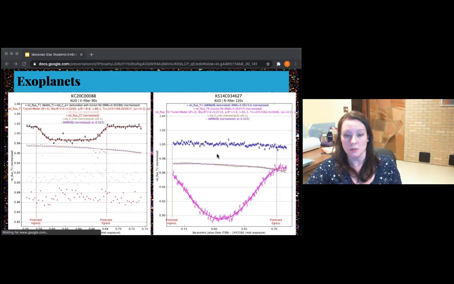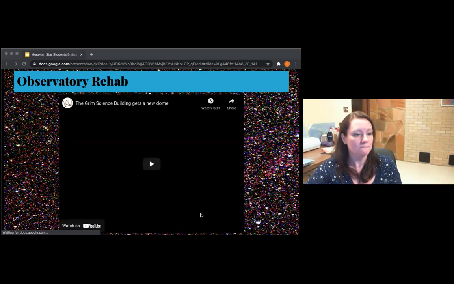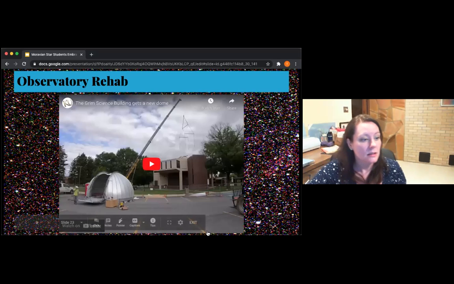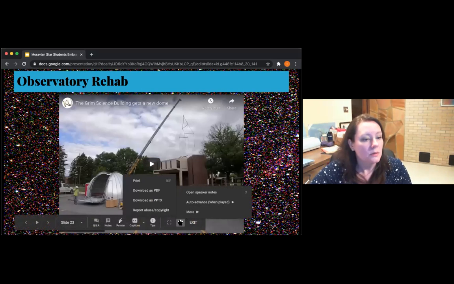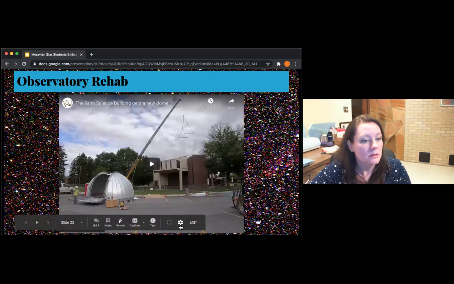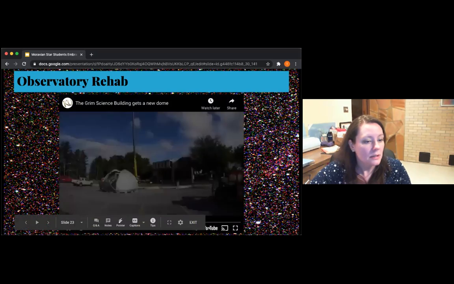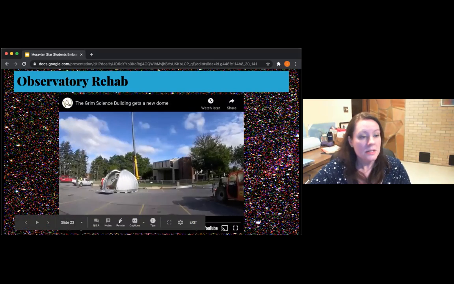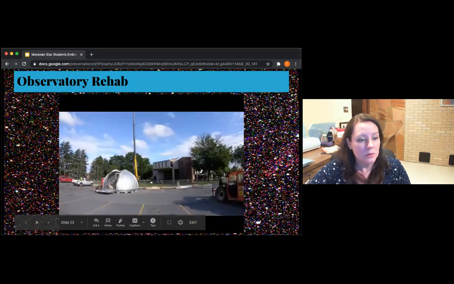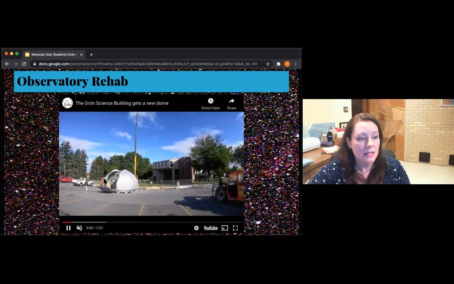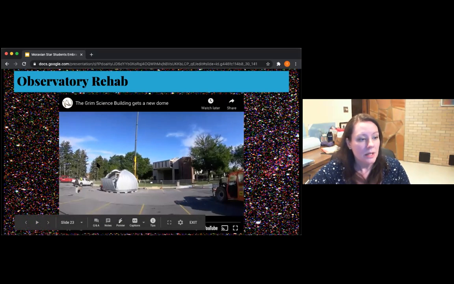dome was being replaced. So this is a different shot of Grimm Observatory, and what you can see here is actually the new dome, and up here you can see the old dome.